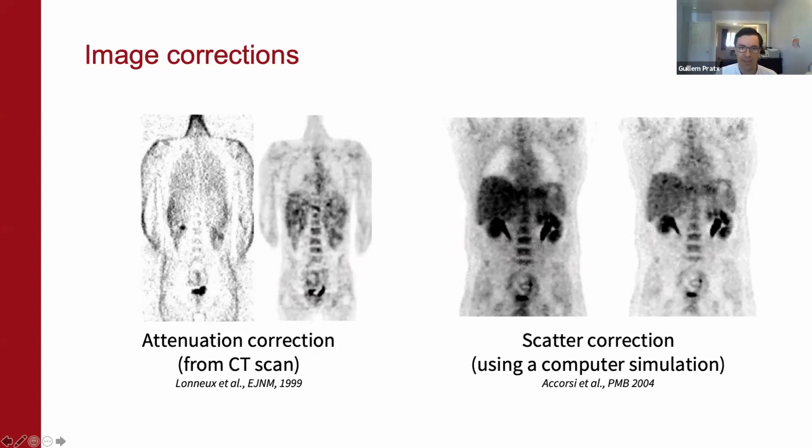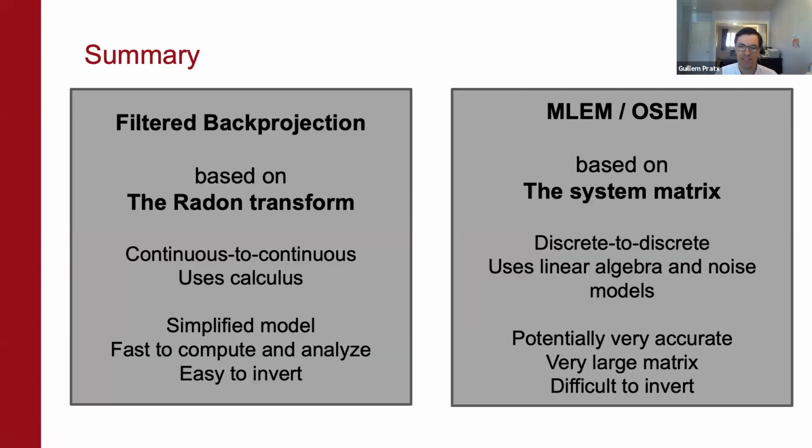Okay, so this is the summary, and I think I will stop here. We talked about image reconstruction, 2 major methods. Filter back projection is based on the Radon transform. I guess really it's based on the idea that in the frequency domain, projections are essentially the same as sampling the frequency domain. And it's using a continuous to continuous system and calculus.